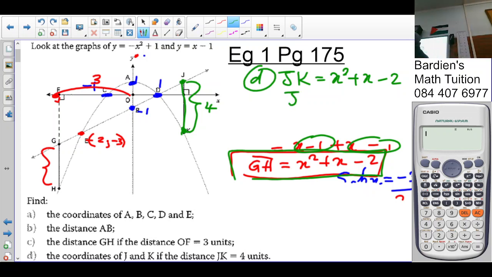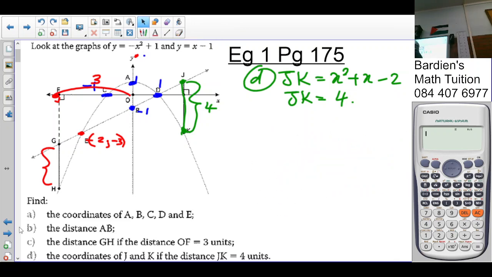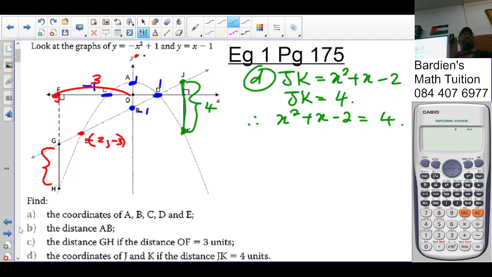But what is JK also equal to? 4 units. JK is also 4 units. So if JK is equal to x squared plus x minus 2, and JK is equal to 4, therefore x squared plus x minus 2 is equal to 4. Again, simultaneous equations here. Can you see that, people? The one equation says JK is equal to x squared plus x minus 2, and again JK is equal to 4, so x squared plus x minus 2 has to be equal to 4.